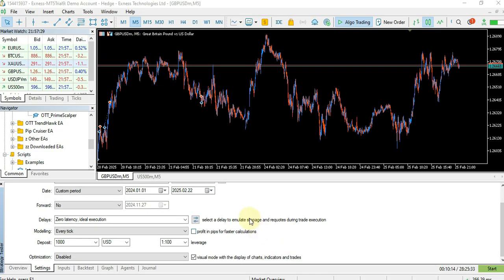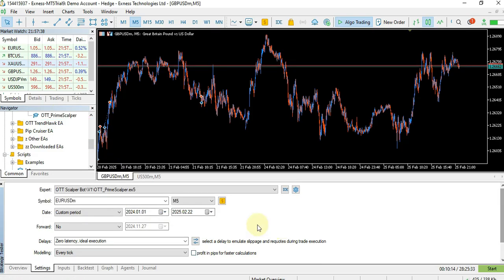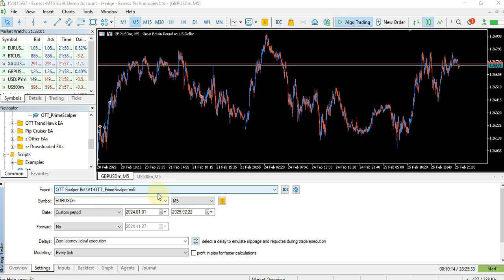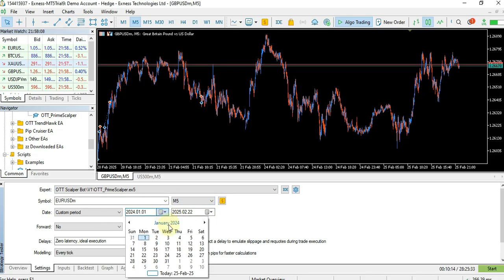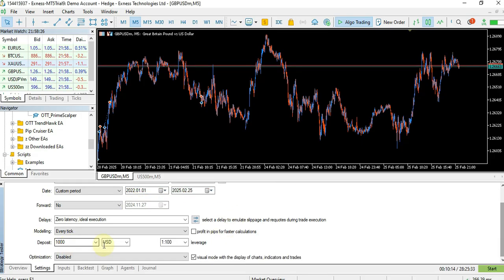I have my MT5 open now. Over here is the OTT Prime Scalper robot. You can right click on it, click test, and here is the strategy tester. This robot is designed to trade 3 major currency pairs, that is the EUR/USD, the USD/JPY and the GBP/USD. I'm going to start the backtest with the EUR/USD. It is optimized for the 5-minute time frame, and I'm going to start this backtest from 2022 till date. I'm starting with a deposit of $1,000.